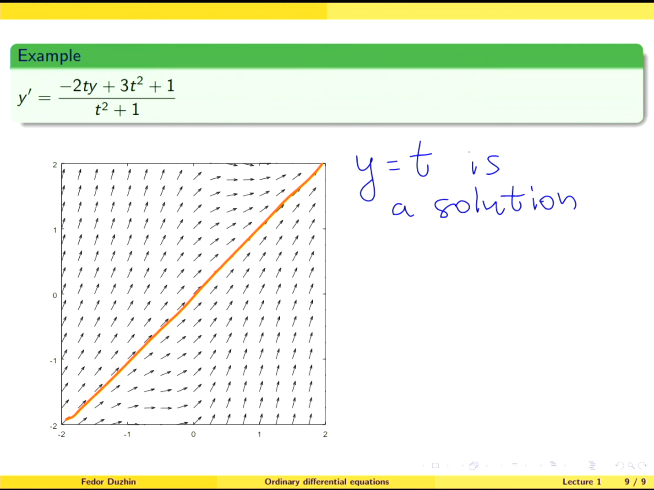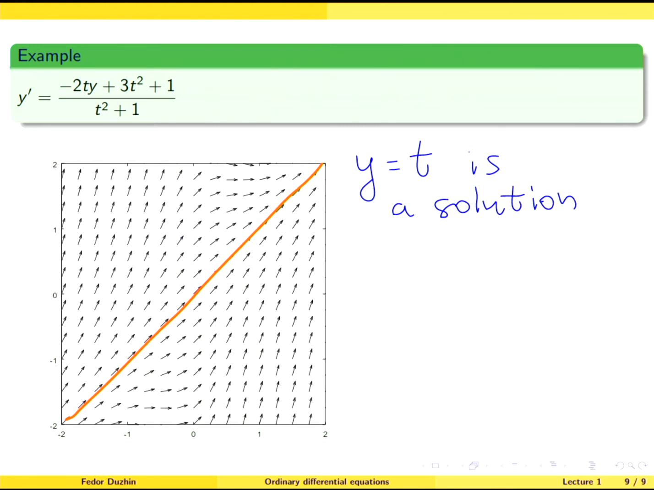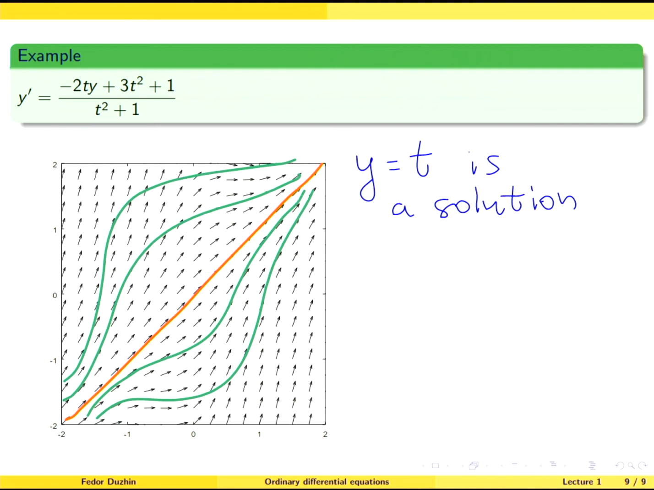But it is actually more than that, because you can also see that there exist other solutions, and they kind of approach this as t goes to infinity and as t goes to negative infinity, right? So not only y equals t is a solution, but other solutions approach y equals t both when t goes to plus infinity and to minus infinity, right?